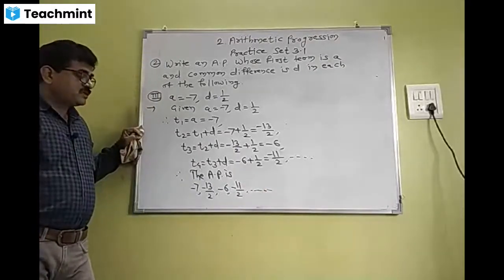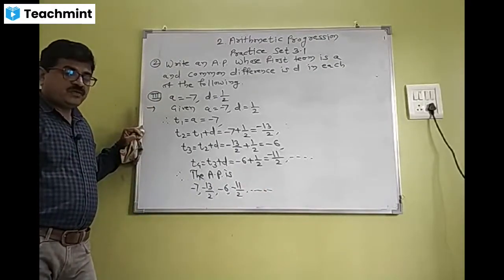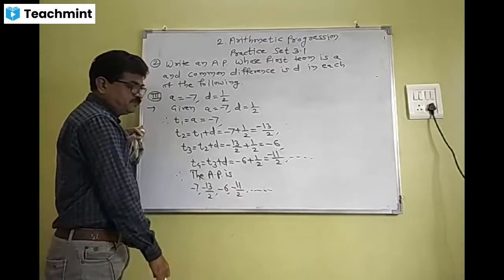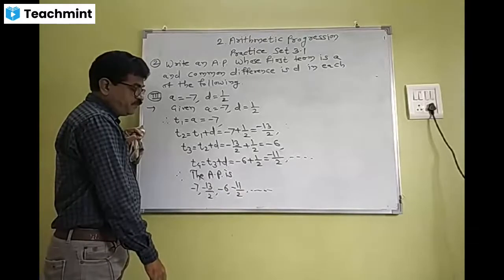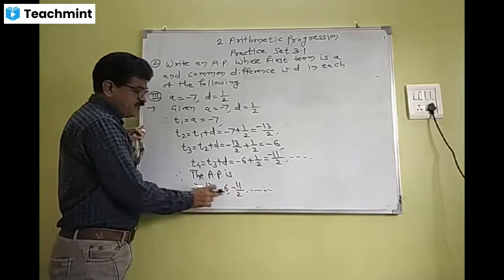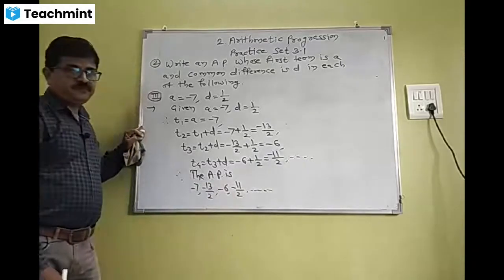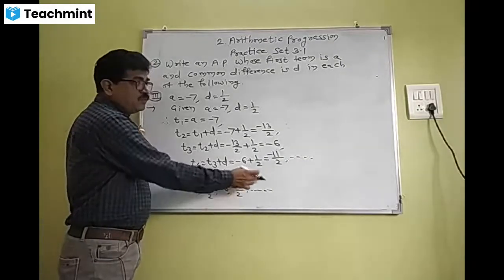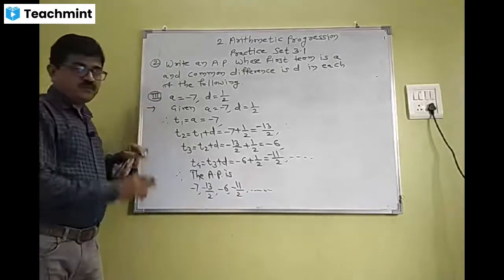Now what will be the next term? कोणती येईल बरं सांगा? Minus 7, minus 6, minus 5. इथं minus 13 upon 2, minus 11 upon 2, पुढं काय येईल? Minus 9 upon 2.